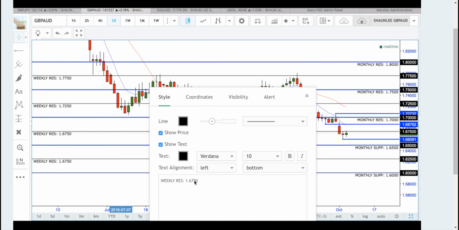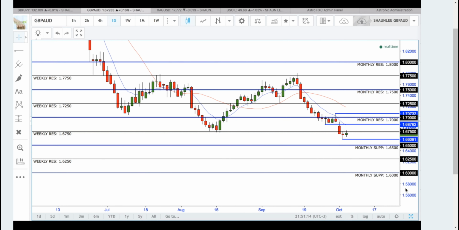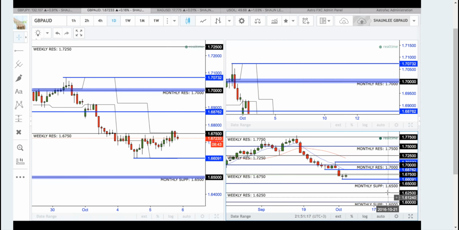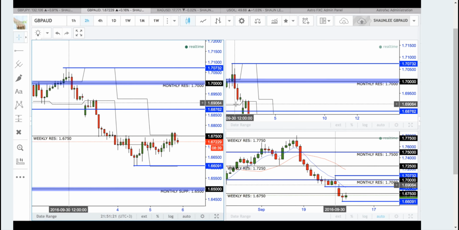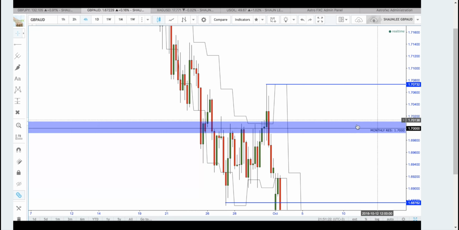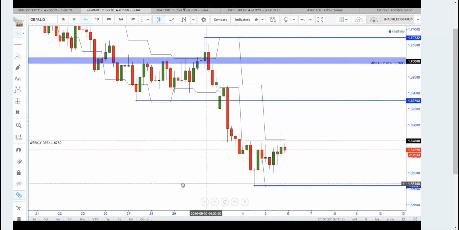1.6250, right there. I've only just done these like an hour ago. Okay, so that is that there. They're for the monthly and the weekly on this currency pair. Now let me zoom back out, go down to the 4-hour time frame. With this one as well, as you can see, we've reacted and responded quite well to the daily high today.